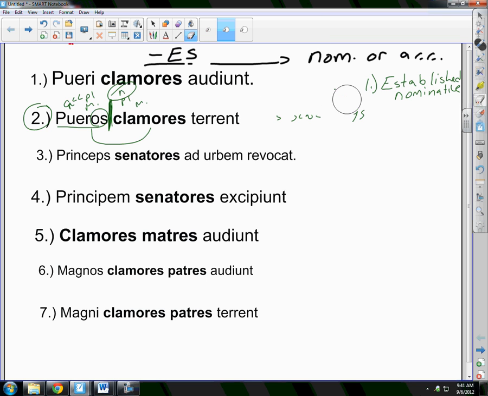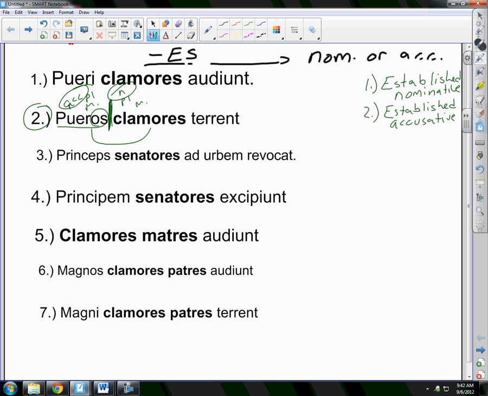In what way am I able to determine whether clamores is accusative or nominative? Well, I've already established an accusative, just like in sentence one I established a nominative. If I've established an accusative already, then the -es ending can't be accusative. It has to be nominative. So way number two to establish whether -es is nominative or accusative is by establishing an accusative.